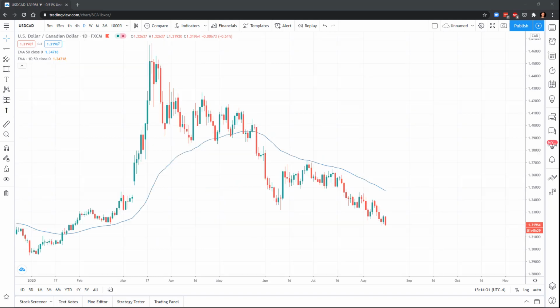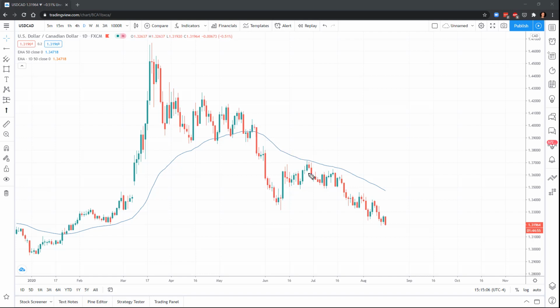Now, what you want to do to really add some confluence to your trading ideas when using moving averages is to utilize multi-time frame analysis. What I mean by that is, if you are looking for short opportunities, because the daily time frame shows that the market is bearish here, because we are below the moving average and the moving average is pointed lower, and we can see that we did have some decent resistance here on the daily time frame.